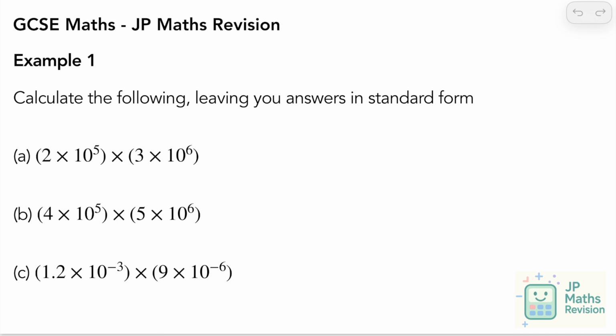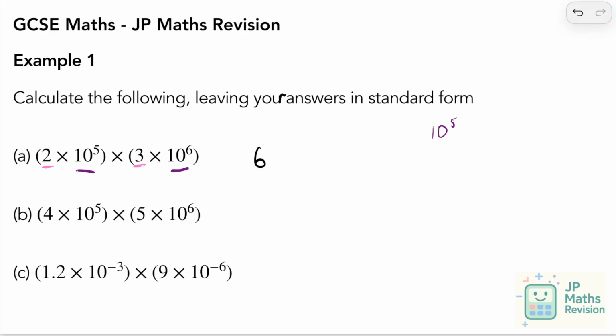So here's an example. We need to calculate the following, leaving your answers in standard form. With this, what we could do is convert them to ordinary numbers, multiply them, and then convert them back to standard form. But the whole point of standard form is it makes big and small numbers easier to deal with. So instead of doing that, to make our life a little bit easier, we can just do 2 times 3, which is 6. And then we can do 10 to the power of 5 times 10 to the power of 6.